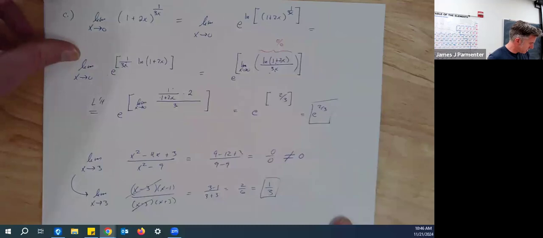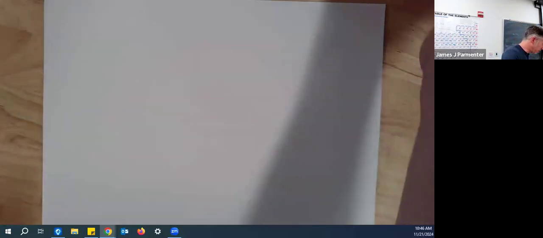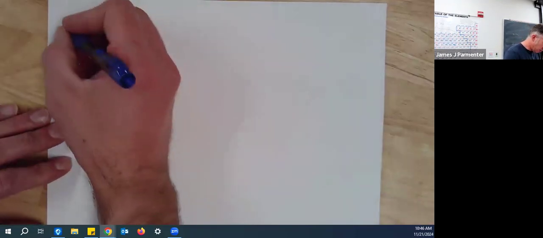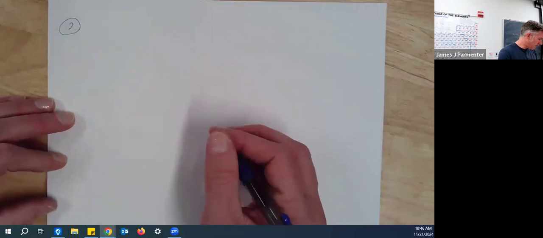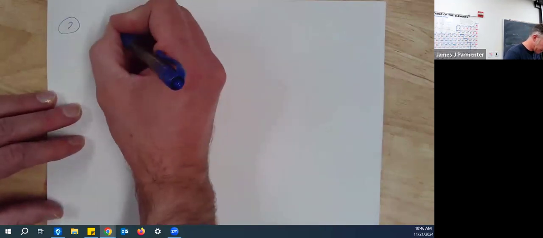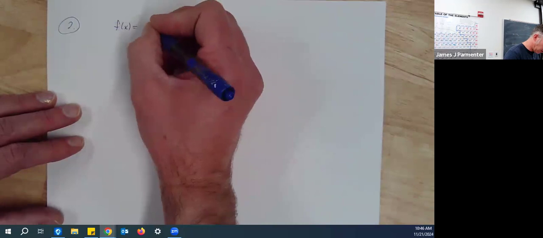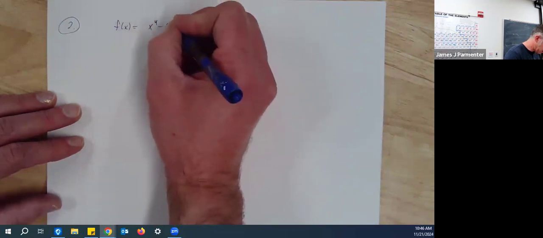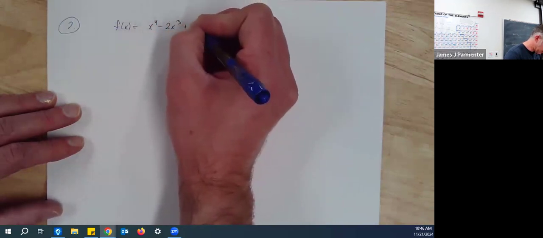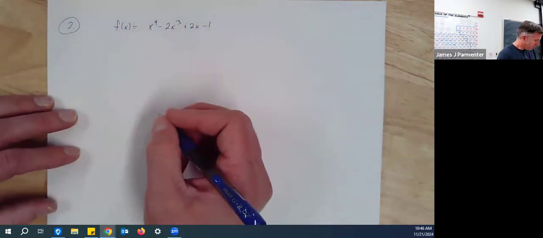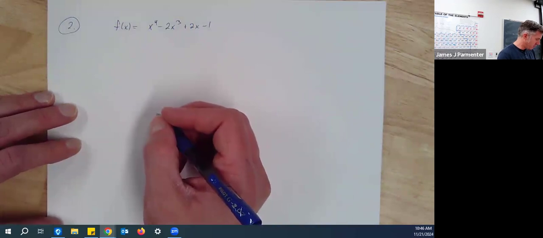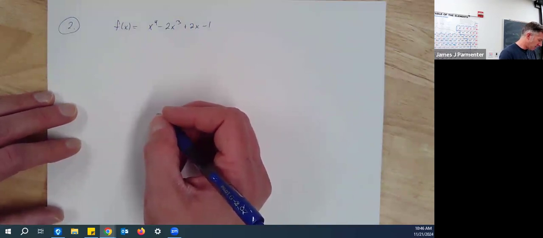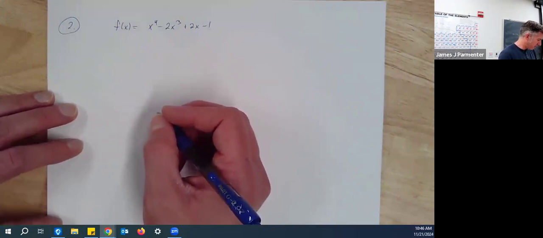Continuing on with this practice midterm 3 from Dedel. Problem 2. Here's what it says. Let the function f be defined as f of x equal to x to the 4th minus 2x cubed plus 2x minus 1. Find all intervals on which the graph of f is concave up and all intervals on which the graph of f is concave down, and determine all inflection points of f.